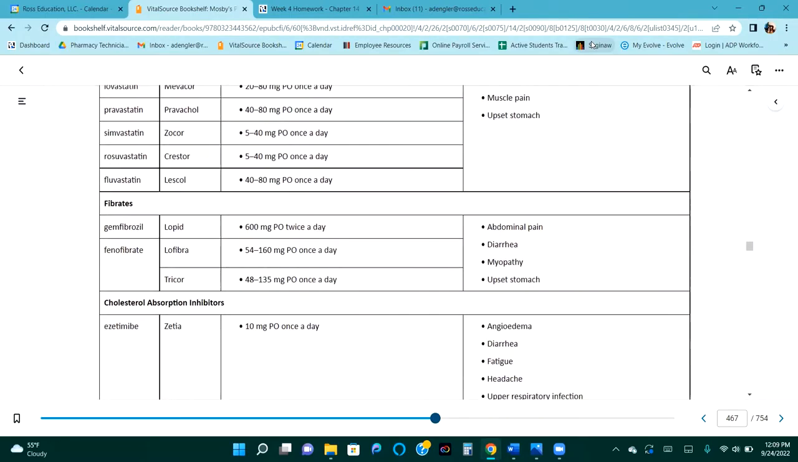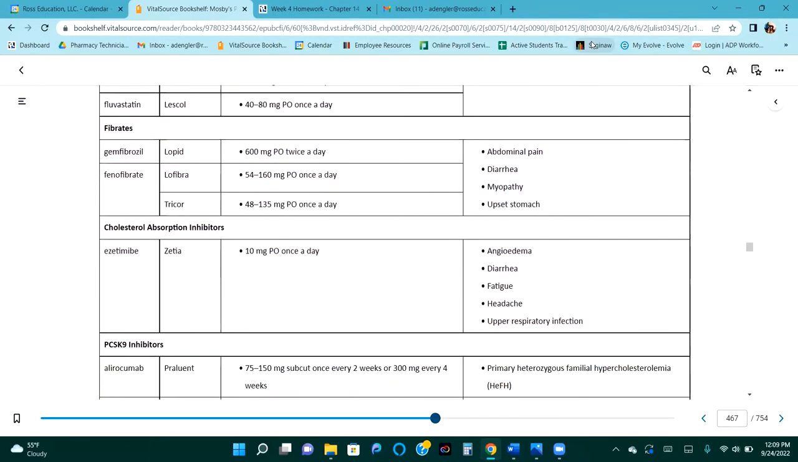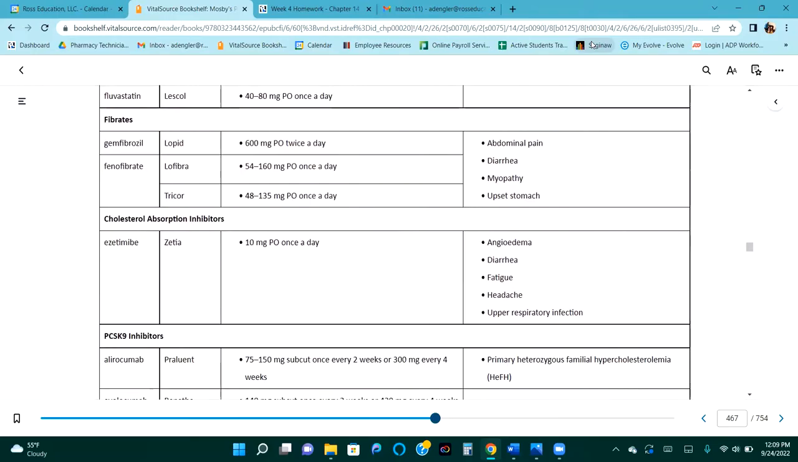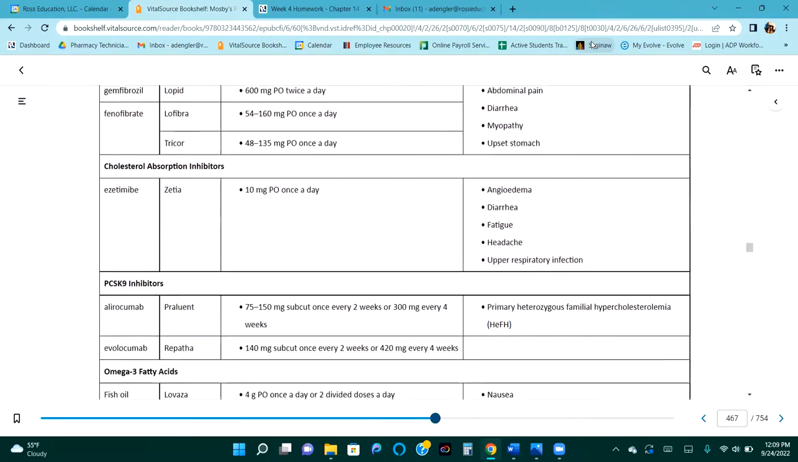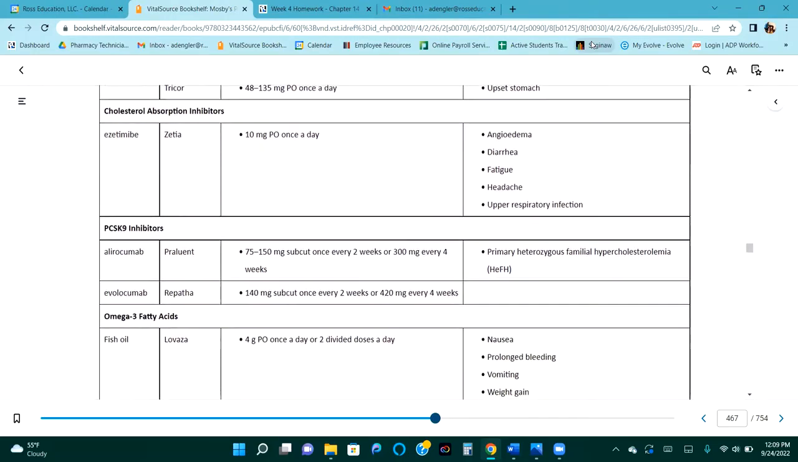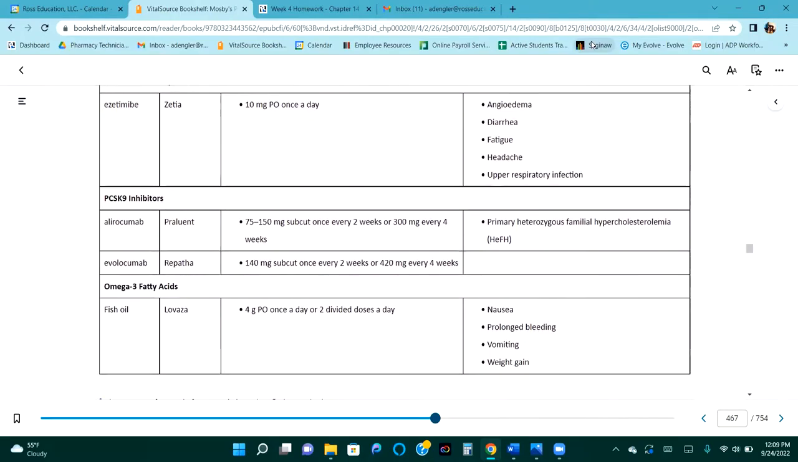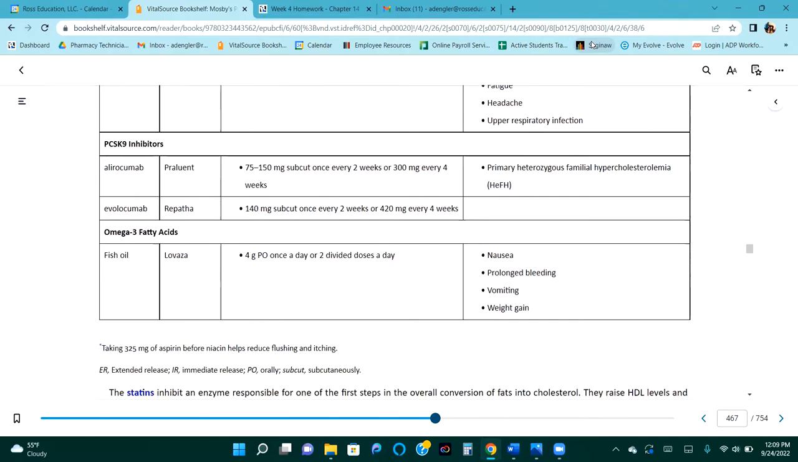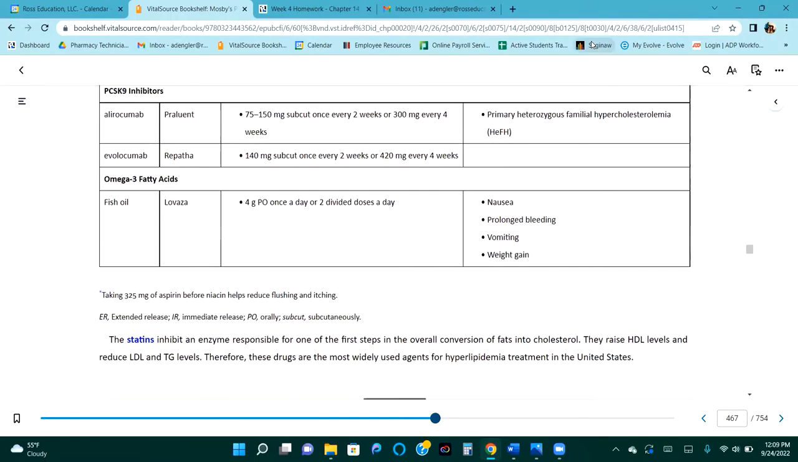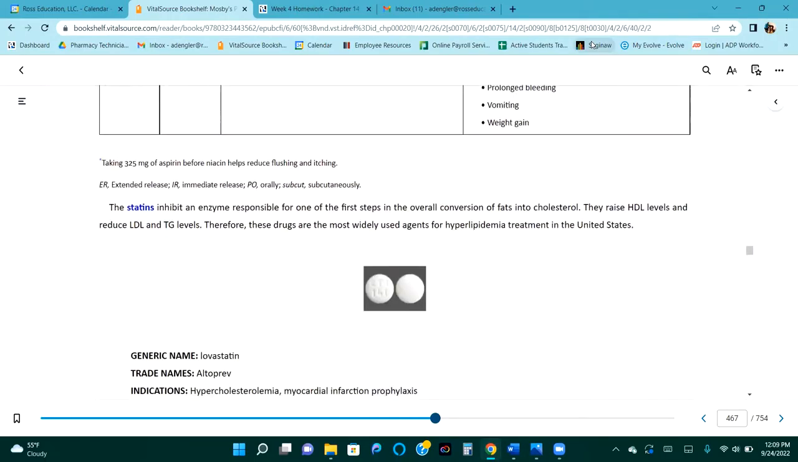Fibrates like gemfibrozil and fenofibrate. The only cholesterol absorption inhibitor, Zetia. PCSK9 inhibitors like Praluent and Repatha. Omega-3 fatty acids, such as fish oil, which is not the same fish oil that you get over the counter. It's a prescription strength Lovaza.